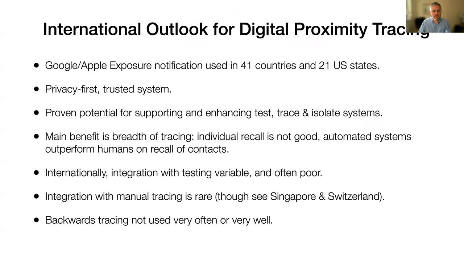Just to finish on the international outlook, these are my concluding slides. The Google and Apple system is used in 41 countries and 21 US states. It is a privacy-first, trusted system. I think it has a proven potential for supporting and enhancing test, trace and isolate systems. In fact, it's turned out that the main benefit is the breadth of tracing. Individual recall of contacts is not good. I think we've now proven that. Automated systems outperform humans on the recall of contacts.